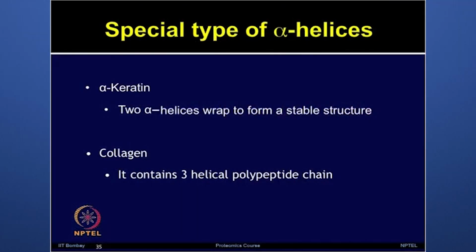Another example is collagen, which is the fibrous component of skin, bone, etc. It is also the most abundant protein in mammals. It contains 3 helical polypeptide chains.